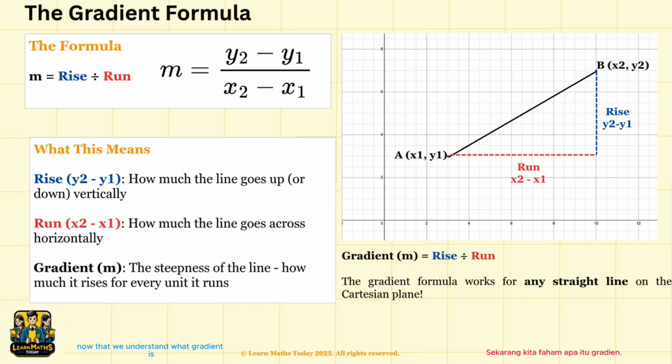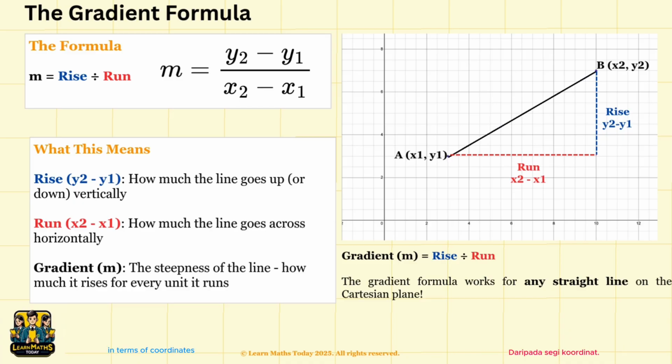Now that we understand what gradient is and why it's important, let's get down to the actual mathematics, the gradient formula. This is how we put a precise number to that steepness. The fundamental idea is simple. The gradient, which we often represent with the letter m, is defined as the rise divided by the run. It's literally how much vertical change there is for every unit of horizontal change.